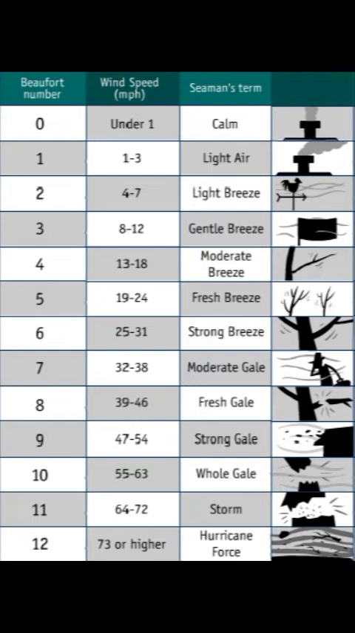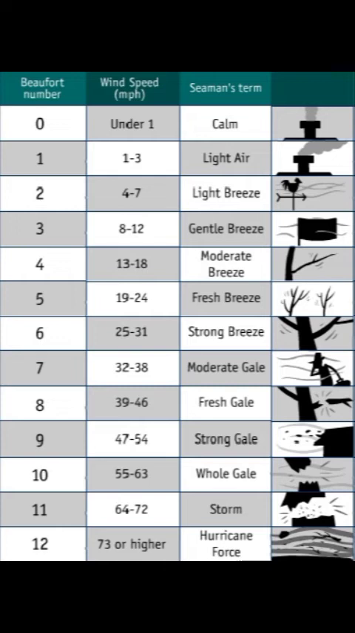Number 8 is 39 to 46 miles per hour. It is called fresh gale, and twigs and small branches start to break off, and it's more likely that trees will fall. The number 9, Beaufort number, is 47 to 54, the strong gale. The effects on land are slight structural damage, and slates are blown from roofs.